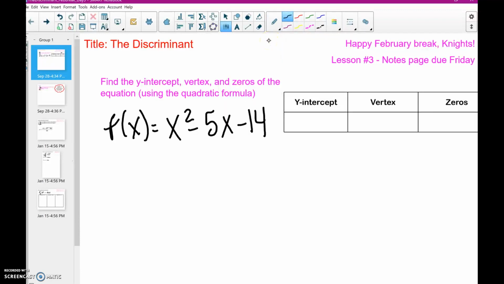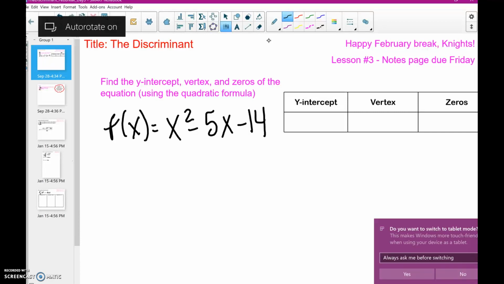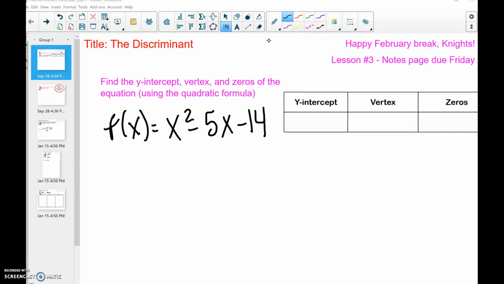That's your title. For your opener today, what we are going to do is find the y-intercept, vertex, and zeros of the equation. And to find the zeros, we're going to use the quadratic formula, the method we learned yesterday. So take a minute, pause the video, and see if you can find those 3 items. If you can't, then watch the video all the way through, but try it on your own first, see what you can figure out, and then unpause the video and see if you've done the question right.